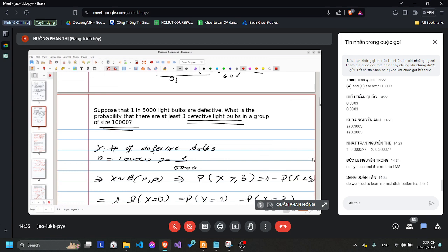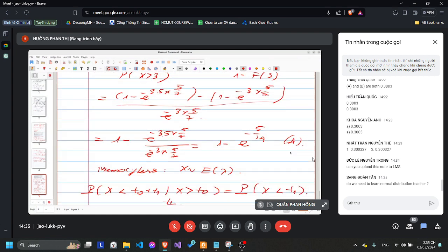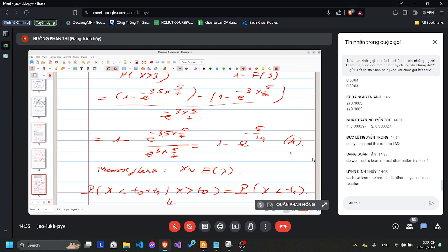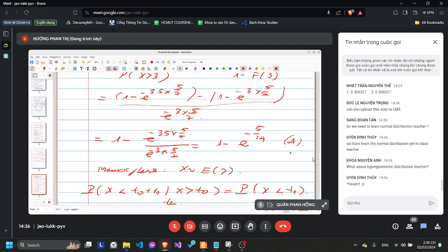Of course, we need to learn about the normal distributions. This is one of the most important distributions. And we will finish it within the next lessons. Okay, we almost finished this chapter. We only have the normal distributions and the central limit theorem. We will finish it within the next lesson. Okay. No hypergeometrics. We only have Bernoulli, binomial, Poisson, uniform, exponential, normal distributions, and central limit theorem. That's all.